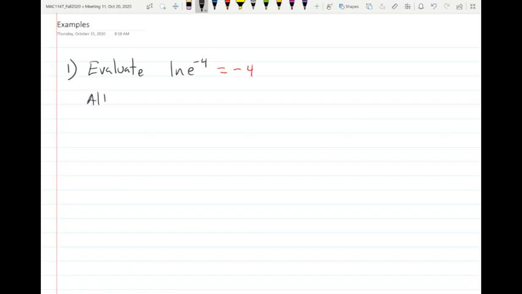Of course, now we have an alternative as well. That would be just because ln cancels the exponential. What would also be an alternative? You could say, well, ln of e to the negative 4 is equal to negative 4 times ln of e, but ln of e is 1, so negative 4 times 1, which is negative 4. But of course, the first one is way faster because you just know that ln cancels the exponential.